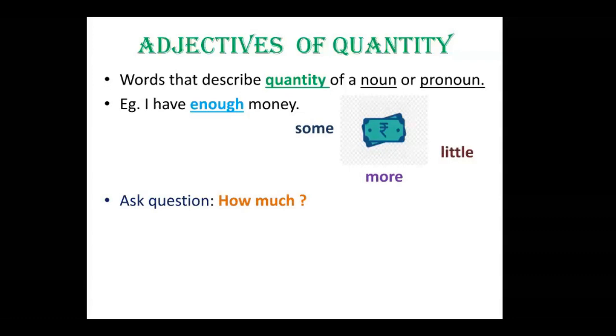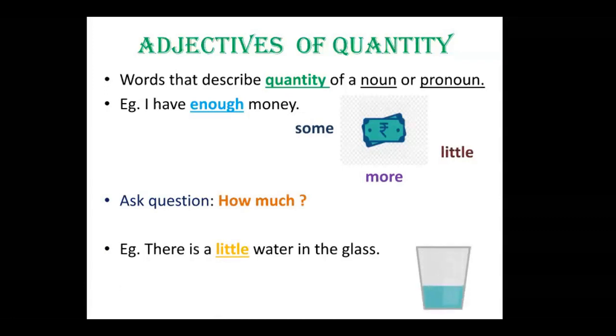Look at the example below. There is a little water in the glass. How much water is there in the glass? There is a little water in the glass. Now here, I don't know the exact amount of water. So, I am using the word little. I can also use the word some. So, it will not tell me the exact amount, but it will give me the idea of the amount.